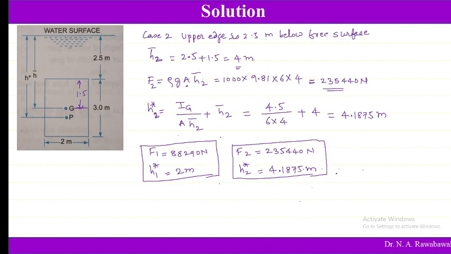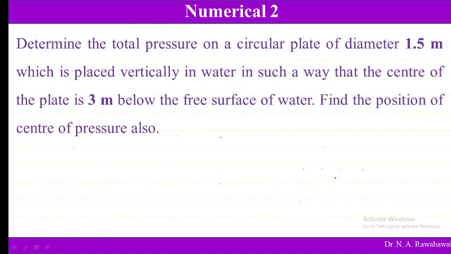Now we'll solve another problem. Numerical 2. Determine the total pressure on a circular plate of diameter 1.5 meter which is vertically placed in water. Again water is given, which means density rho we can find out. The center of the plate is 3 meters below the free surface of water. Find the position of center of pressure also. So we have to find out again force and H star.